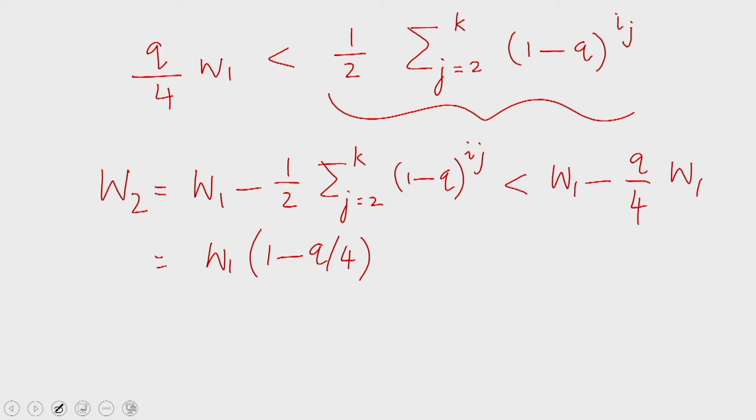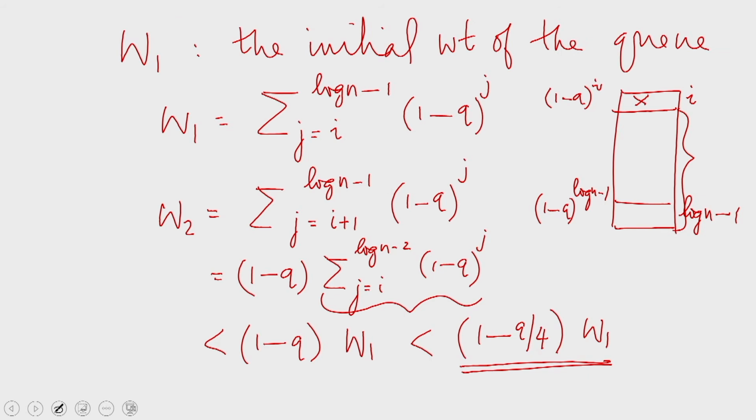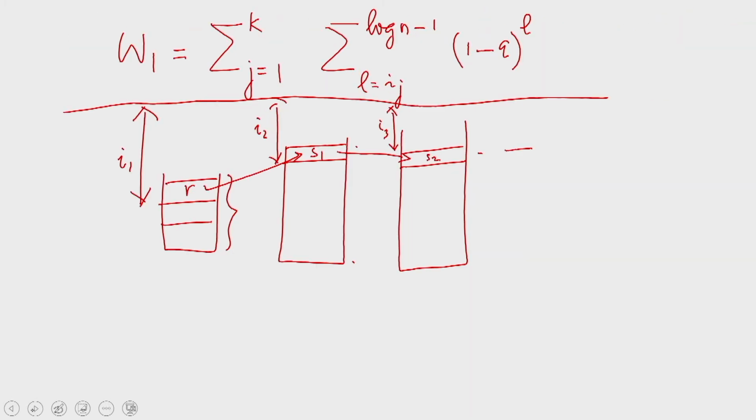So, what this establishes is that in the second case also, the total weight involved in the operation reduces by a factor of 1 minus q by 4. This is exactly identical to the term that we got in the first case. In the first case, we found that the total weight involved in the system reduces by a factor of 1 minus q by 4, and similarly here too we obtain a similar factor.